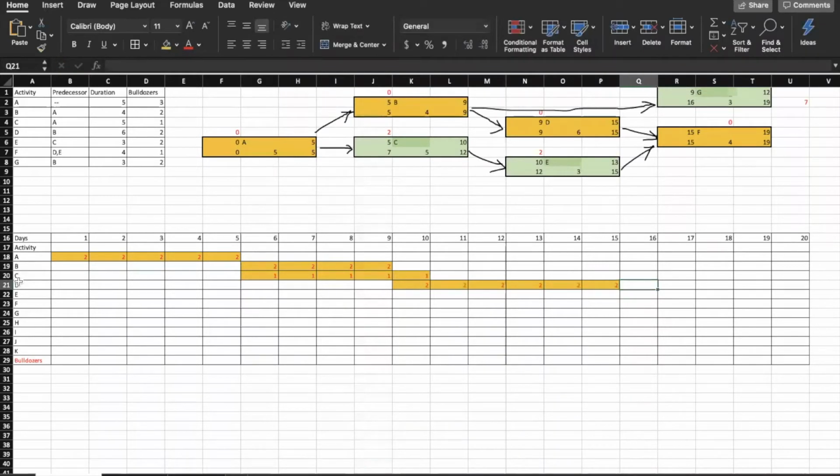The next activity that needs to be completed is E, and E starts right after C. So on day 11th, and for E we need 3 days and 2 bulldozers.